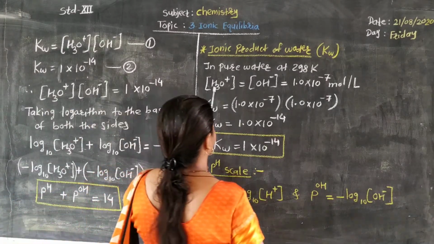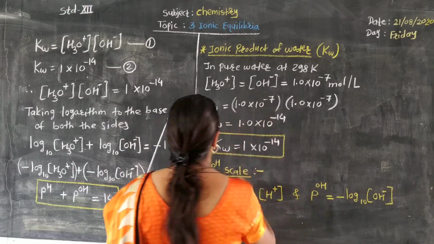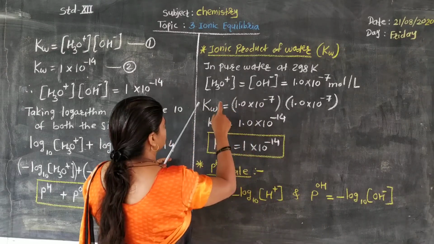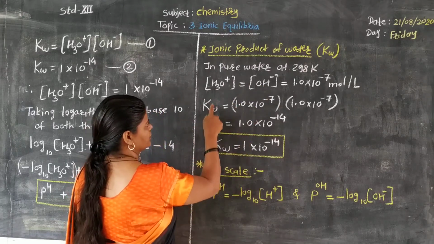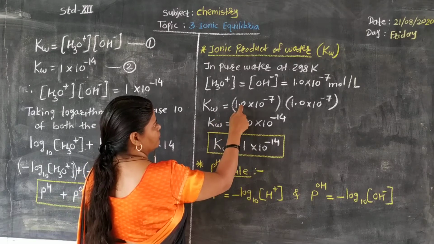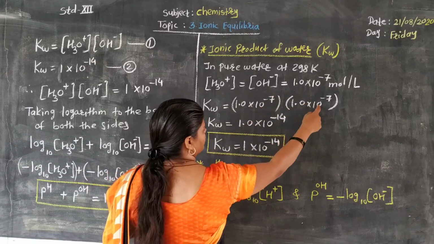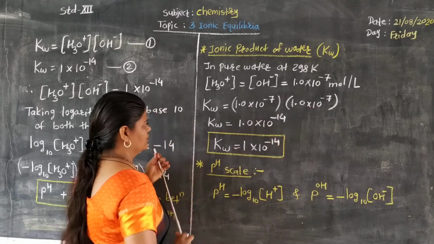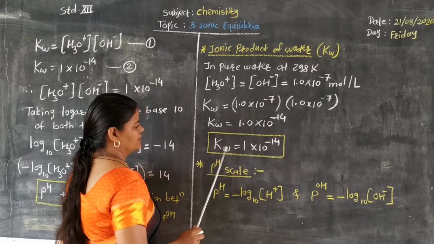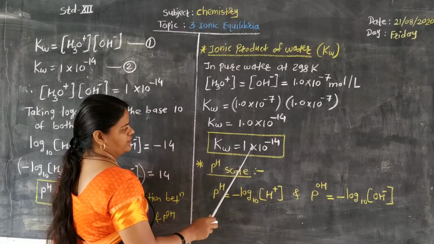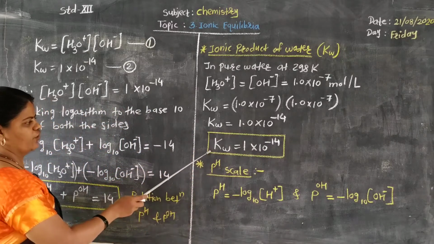Now just put these values in the equation we studied before. Kw is equal to H3O plus ion concentration into OH minus ion concentration. Therefore, Kw is equal to 1.0 into 10 raised to minus 7 into 1.0 into 10 raised to minus 7. So, Kw is equal to 1.0 into 10 raised to minus 14. That is, Kw is equal to 1 into 10 raised to minus 14. This is an important formula again.